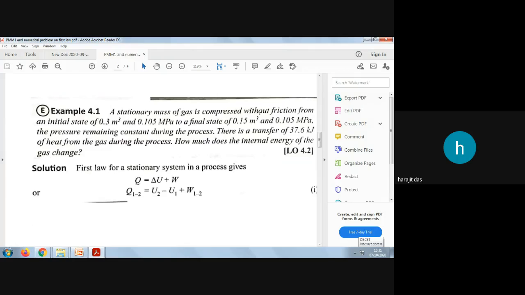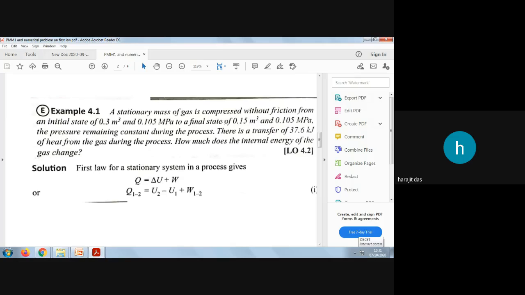So, the initial state of that gas is what? The initial volume is given, V1 is 0.3 meter cube, and the initial pressure P1 is 0.105 megapascal. So initial volume and initial pressure are given, and by this pressure and volume the state is defined for the gas.